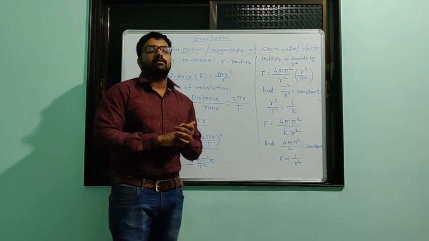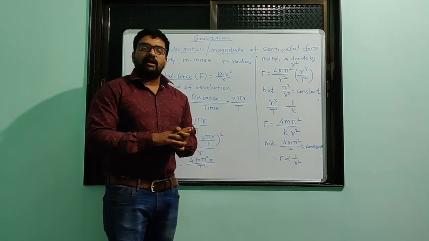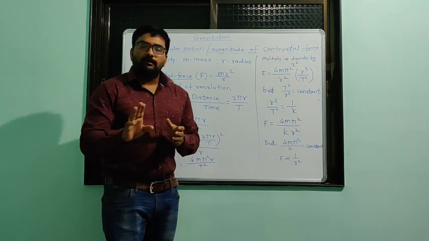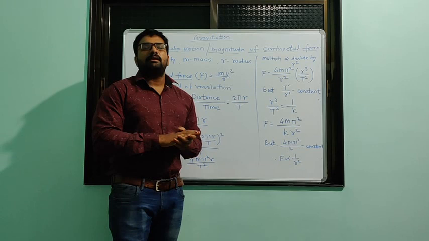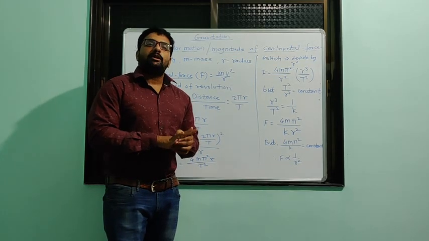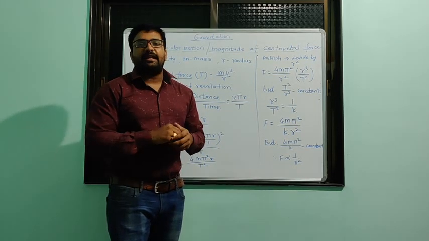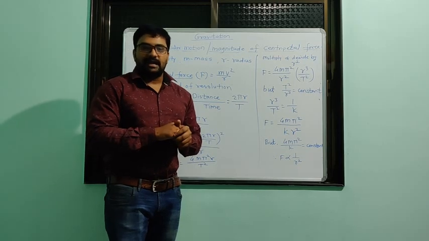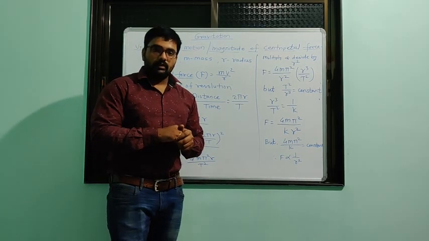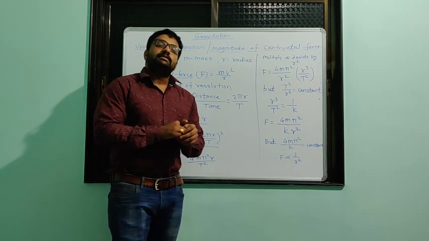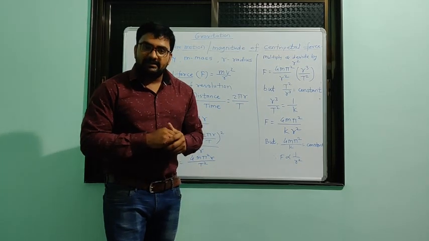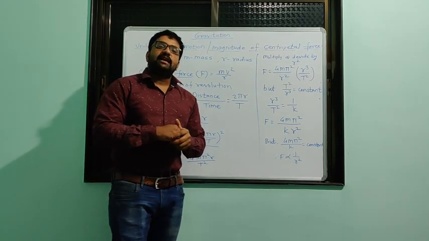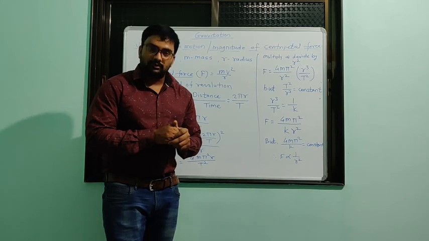And Kepler's third law is also called Kepler's law of period. In that, Kepler tells us that the square of period of revolution of any planet around the sun is directly proportional to the cube of distance between planet and sun. So T square is directly proportional to R cube.